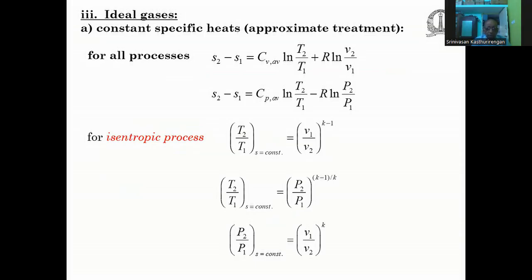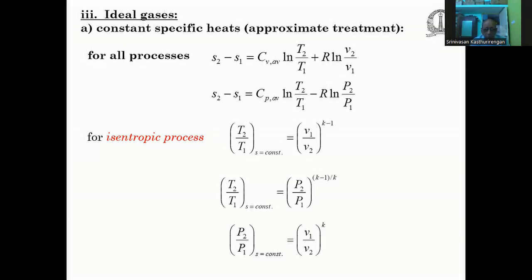For gases, for example, there are certain expressions available, assuming they have constant specific heats: S2 minus S1 is equal to CV average ln T2 by T1 plus R ln V2 by V1. Or you can also rewrite it as S2 minus S1 is equal to CP average ln T2 by T1 minus R ln P2 by P1.